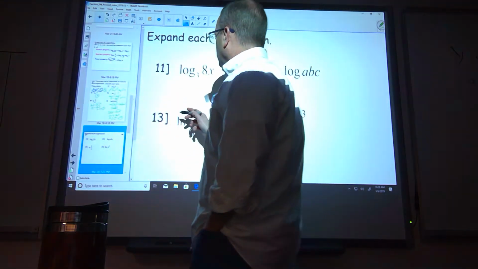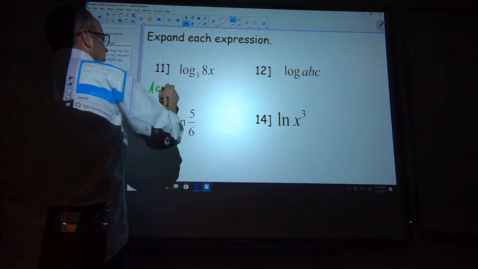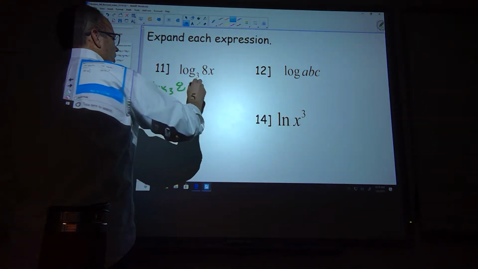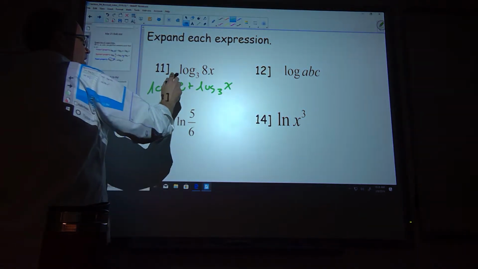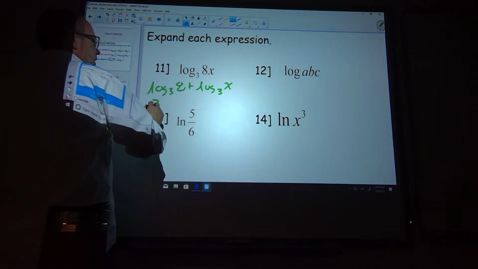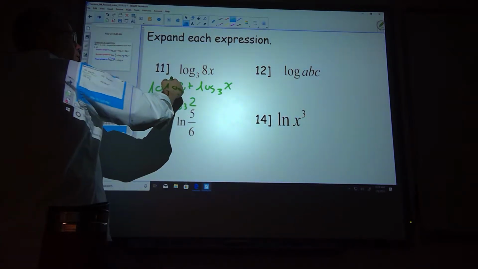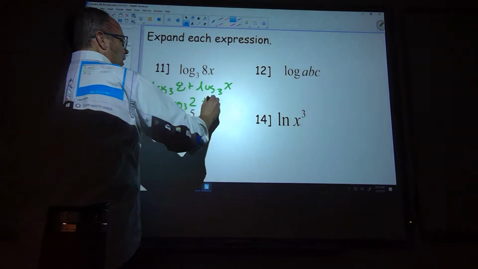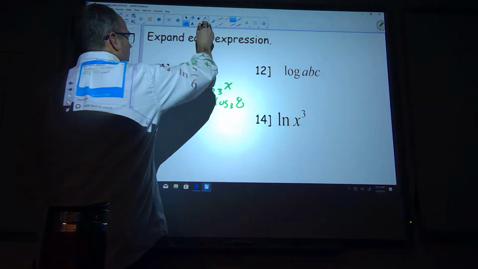Okay, let's expand each expression. So I'm going to get log base 3 of 8 plus log base 3 of x. I can change 8 to 2 to the 3rd. So this becomes 3 log base 3 of 2, because 8 was 2 to the 3rd, bring the exponent out front, plus log base 3 of x. That is supposed to be an x.